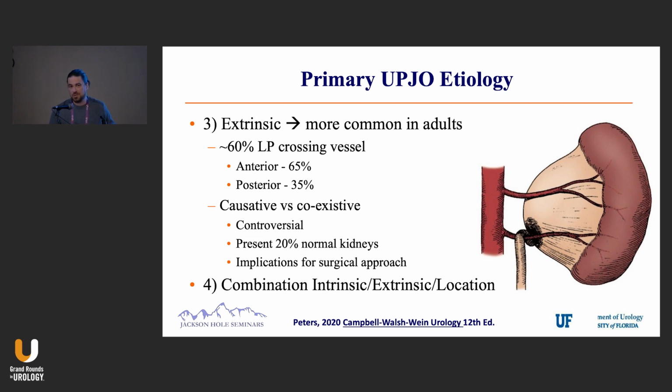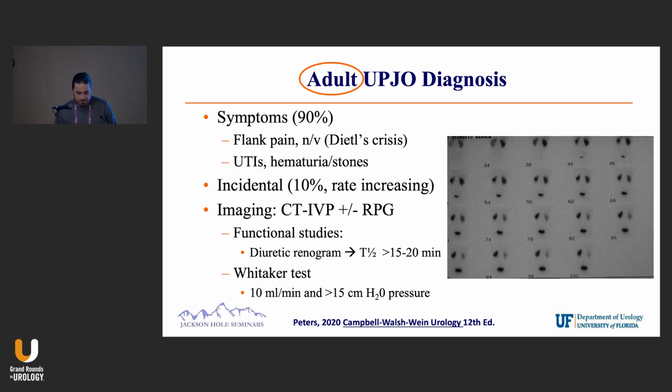And then the fourth is just combinations of each. So very rarely does one person fall into one of these categories. A lot of people have some stricture disease along with a crossing vessel, etc. So today I'm really going to focus on adult. I'm not a pediatric urologist, but I do pyeloplasties and adult endopyelotomy.